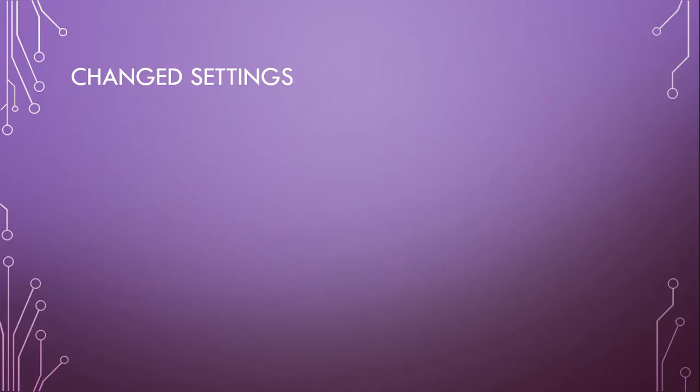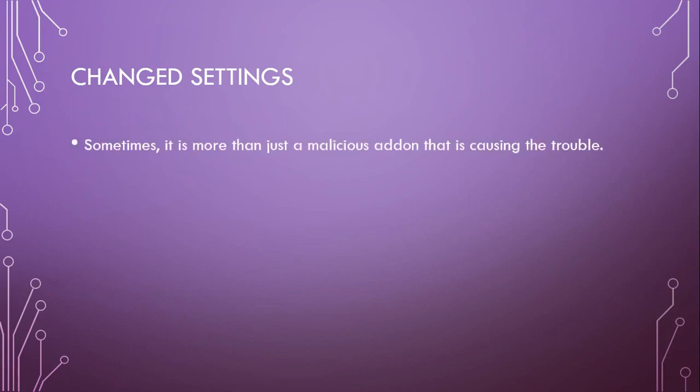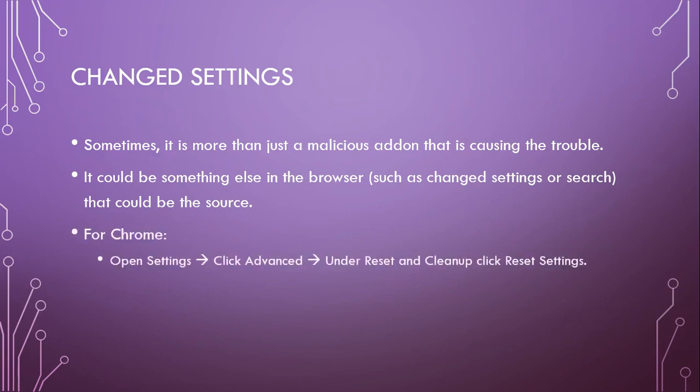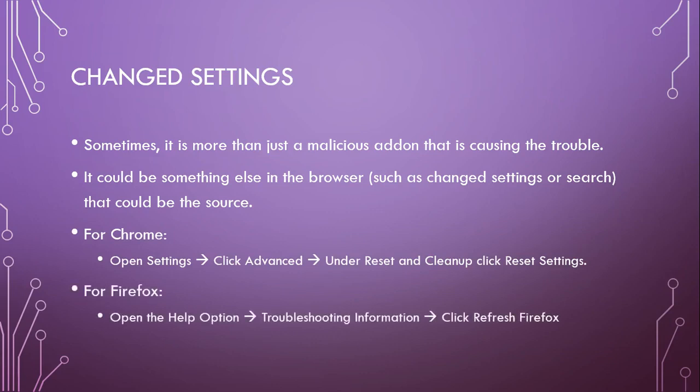All right, the next thing to discuss is changing your settings. So let's say your search page gets changed, or the search bar is now changed to something that's not what you usually have it set to, and it's causing all sorts of weird things to happen on your computer because of that. It might be something more than just a malicious add-on that's causing the trouble. It could be something else in the browser, such as changed settings or search, that is the actual source of your dilemma here. So in Chrome, we're going to go to Settings, Advanced, and click Reset and Clean Up under Reset Settings. For Firefox, we use the Help option, Troubleshooting Information, and click Refresh Firefox.